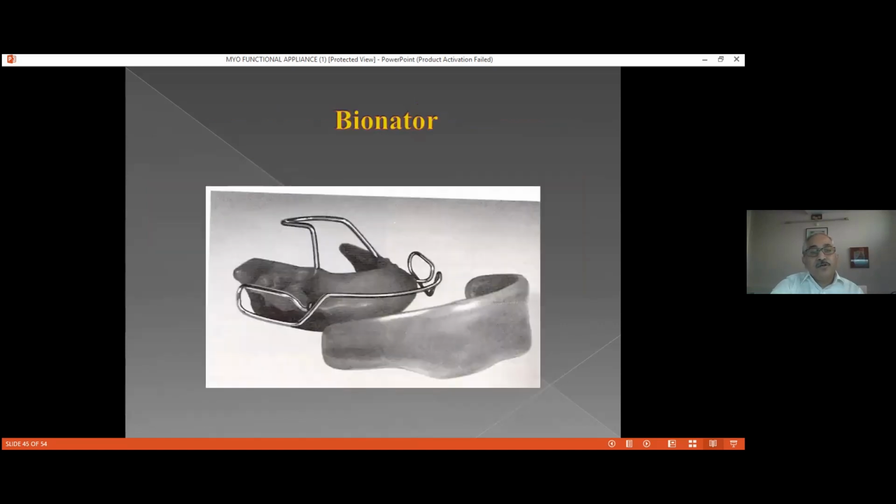So the bionator has two components. First is the palatal wire, and second is the buccal shields, which keep the buccinator muscles away from the dental arches, and lead to expansion under the pressure of the tongue.